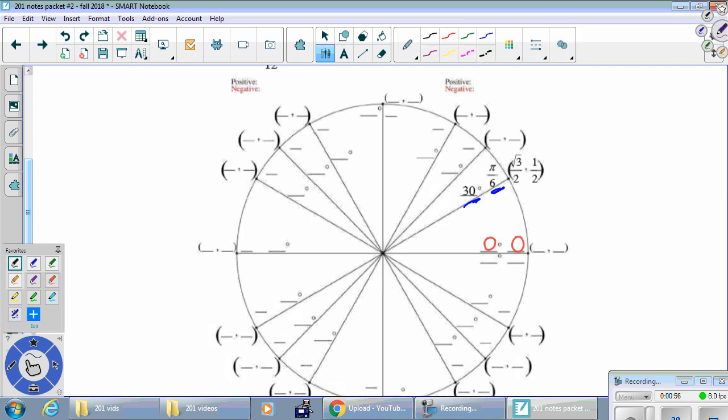Let's fill in the next couple here in this first quadrant. So 45 degrees is the same as pi over 4. 60 degrees is the same as pi over 3. And up here at the top, we've got 90 degrees, which is pi over 2.